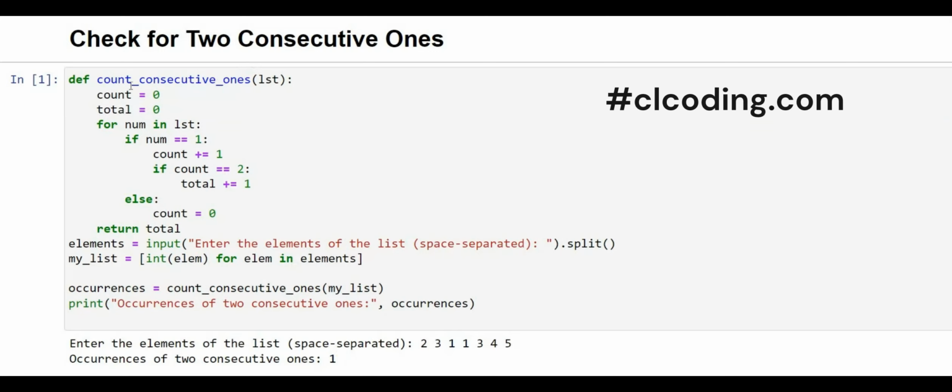Here we have defined a function count_consecutive_ones and pass a parameter list. Inside the function we have declared two variables, count and total, and initialized their values to 0. Now for iterating over each element present inside this list we are using a for loop.